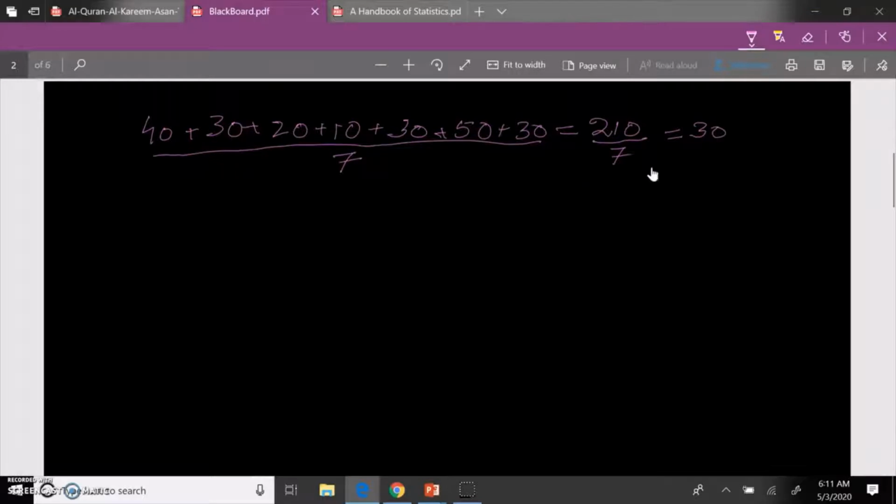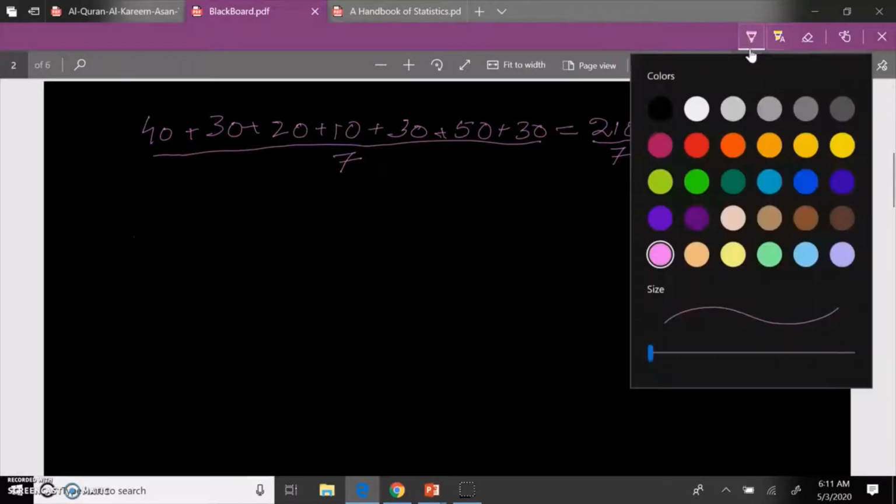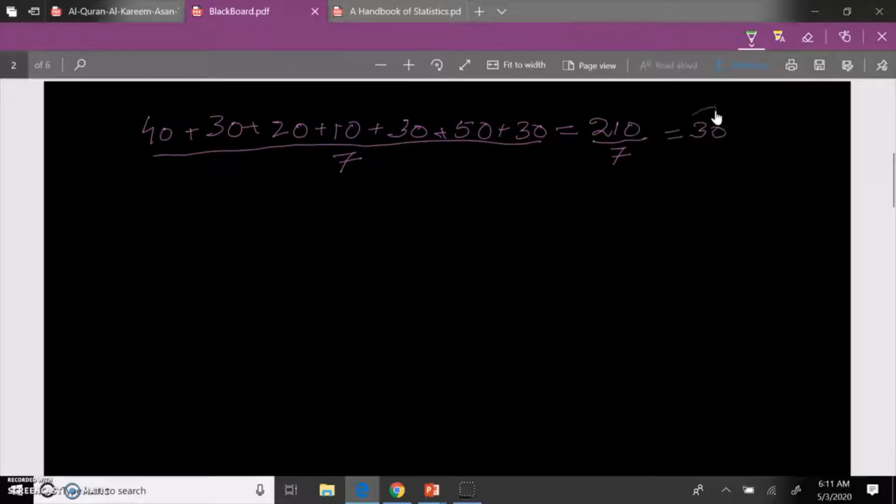Now this is a single number. This number, 30, is describing this data set. Such numbers are called descriptive measures. Why are they called descriptive? Because they are used to describe the data set, right? 30 is a descriptive measure.